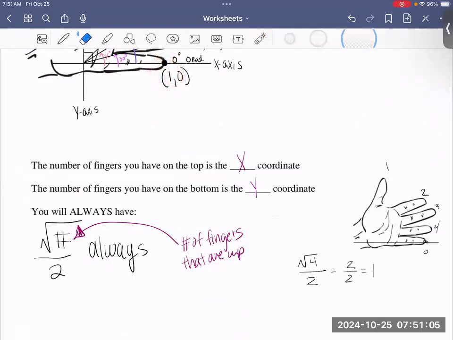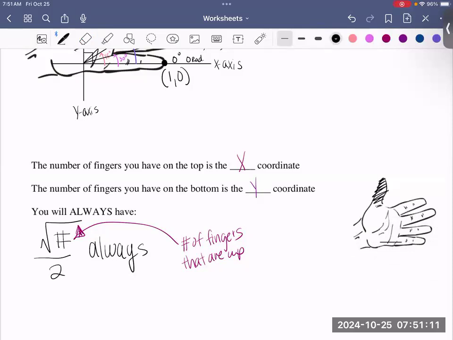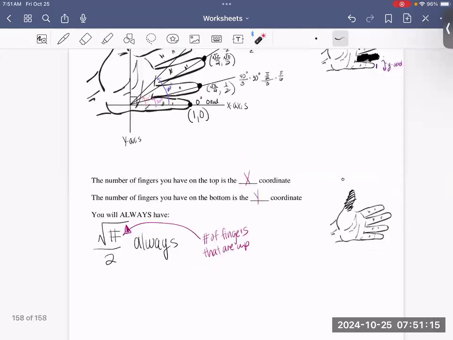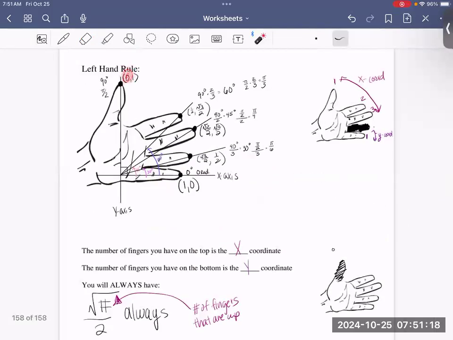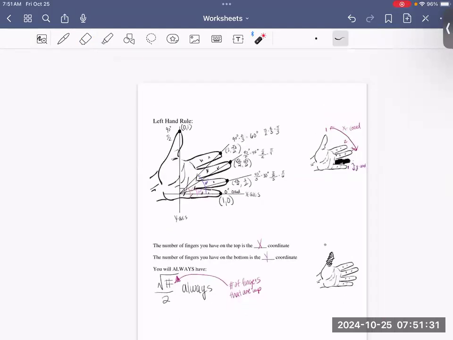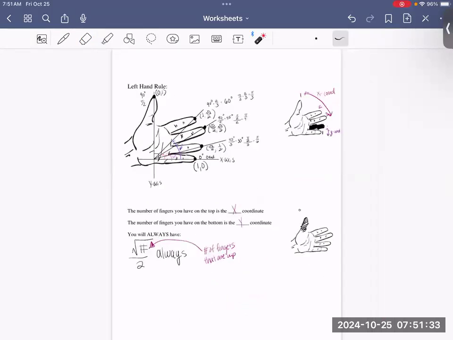If we were to do the same for my other value, so let's say my y up here, so I have 0 fingers in my x, and 1, 2, 3, 4 fingers for my y. The square root of 4 over 2 is 2 over 2, which is 1, which you're seeing here. So this is your left hand rule. And we can use this to apply it to your other coordinate or your other quadrants.